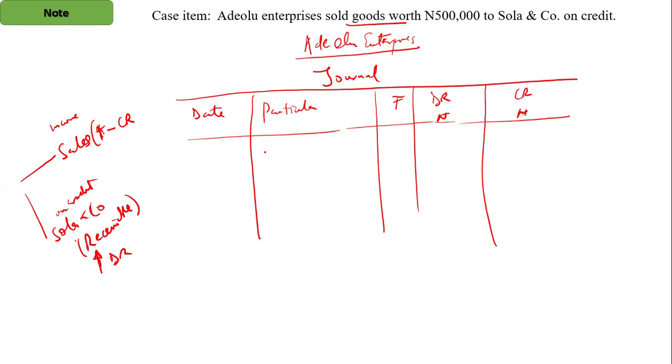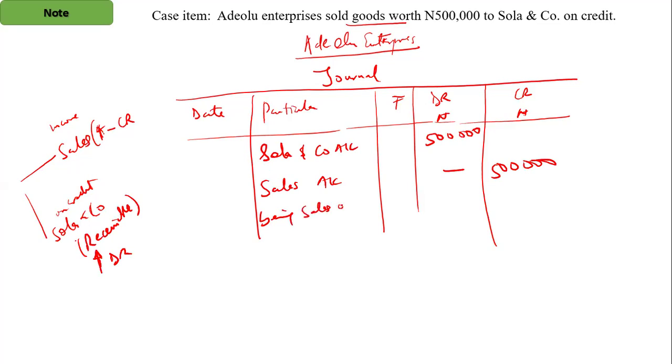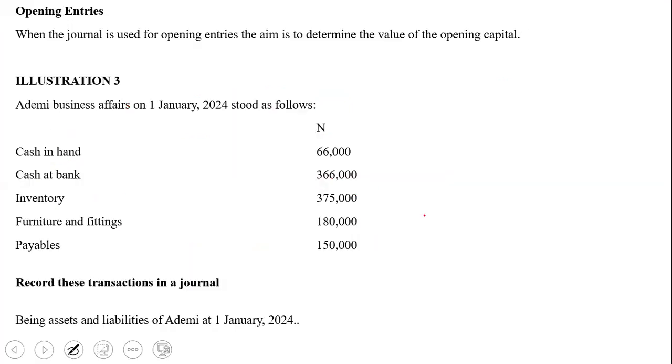So we are fully done with them. We have done Ishola and Co with debit. Here we debit the amount 500,000. Then what is it? Sales account. We credit 500,000. What's the narration? Being sales on credit to Ishola. So we close it. This we don't have any ledger.